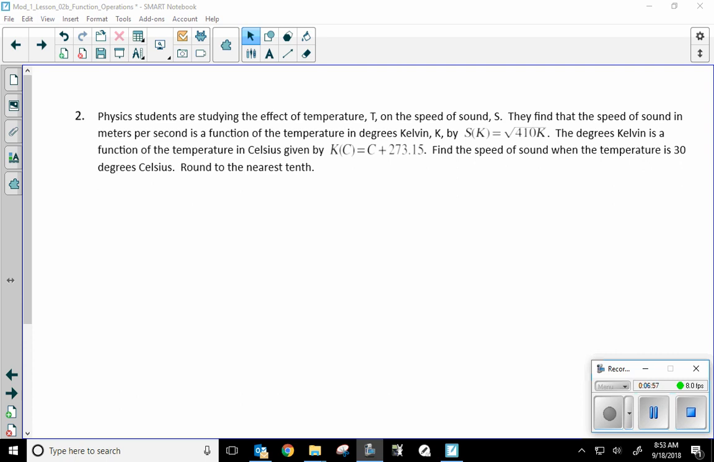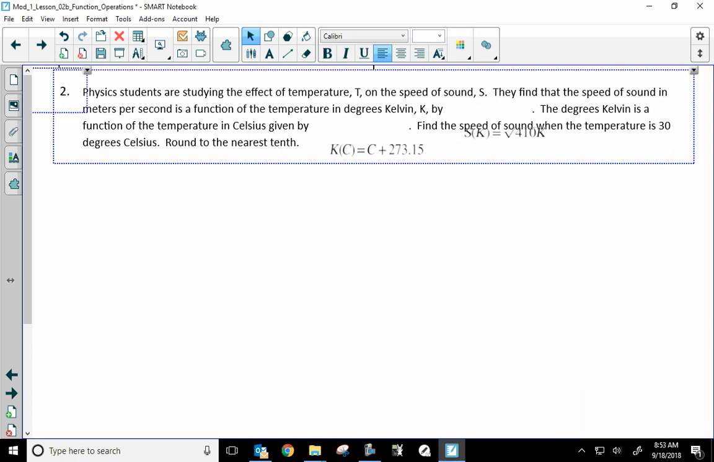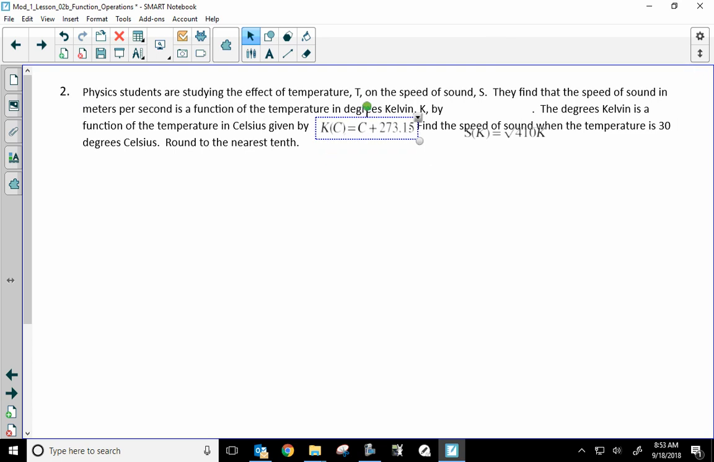Number 2. All right, let's move this up here, make a little bit more room. Put this right here. Good to go.